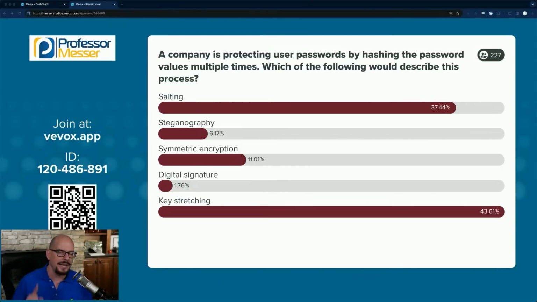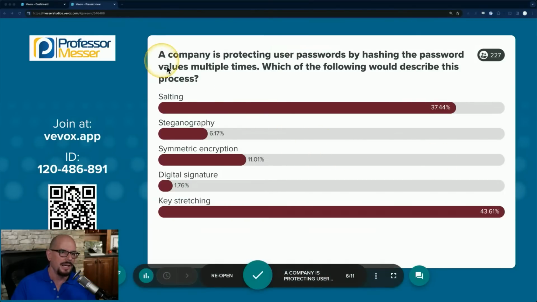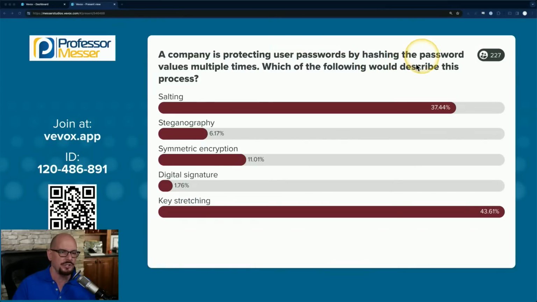Let's first step through the answers for this particular question, which is, again, a company is protecting user passwords by hashing the password values multiple times. Which of the following would describe this process? Is it salting, steganography, symmetric encryption, digital signature, or key stretching? And as we've already seen, key stretching is the answer here. We take a hash of a hash of a hash of a hash, and the process of that is designed to slow down any type of brute force attack.